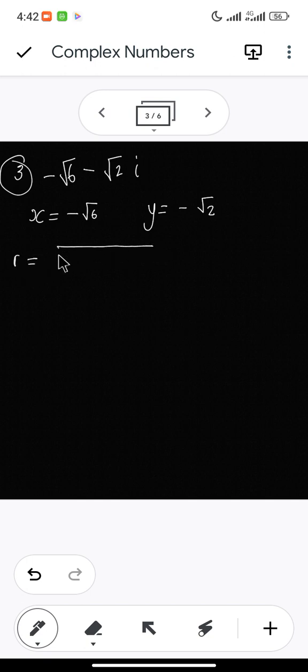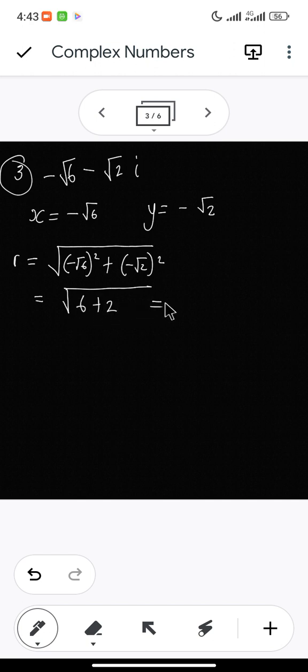R gives you the square root of negative root 6 all squared plus negative root 2 all squared. This gives you the square root. Now remember what we said. We said that when a negative sign is inside an even power, the negative sign disappears. So this is going to give us 6 plus 2, which gives us the square root of 8.